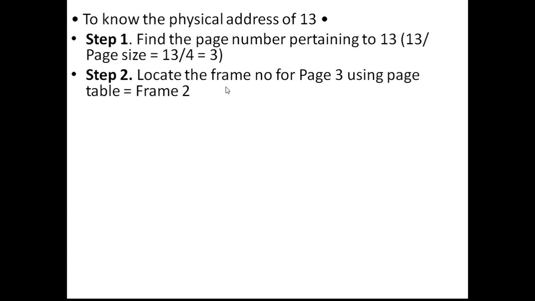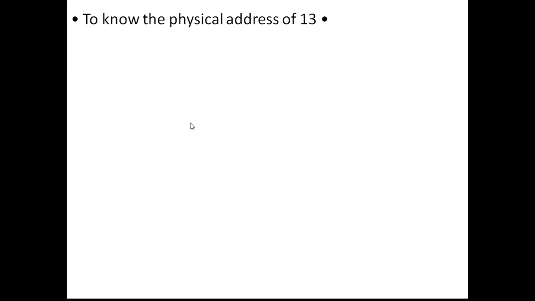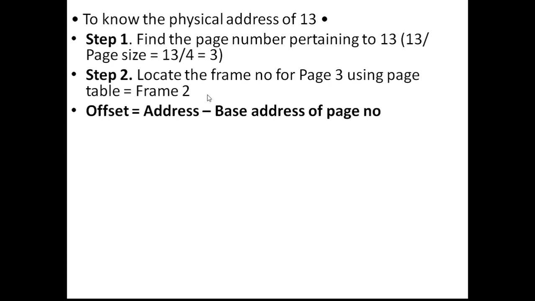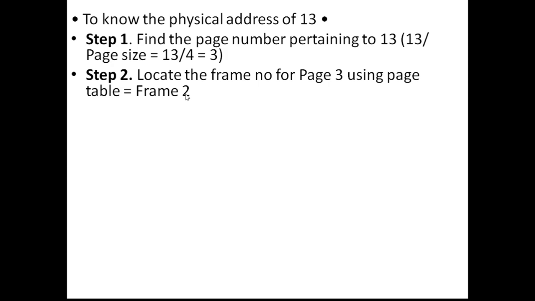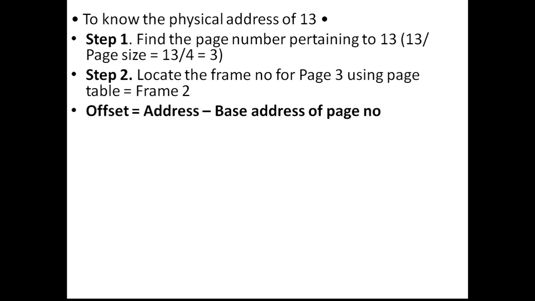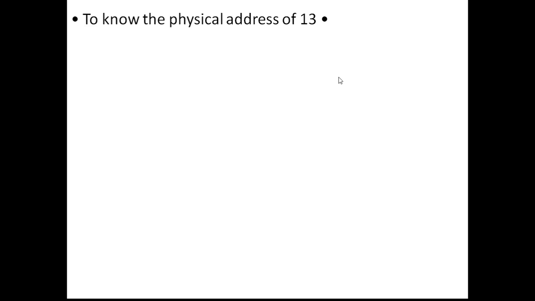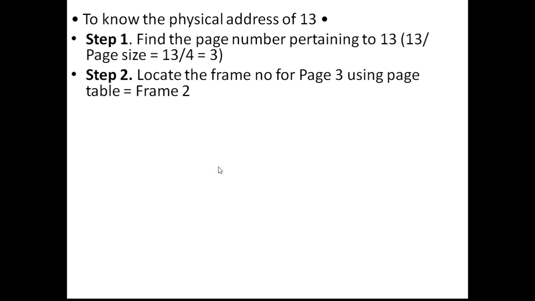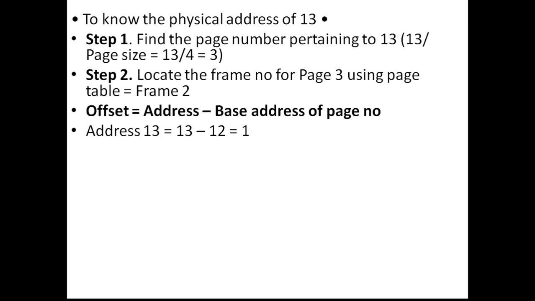Next step, locate the frame number for page 3 using the page table. Page 3 is used as an index, and we find 2 is the frame number. So the frame number is found. Next we have to calculate the offset. Offset equals address minus base address of the page. The address is the given logical address, which is 13, minus the base address of page number 3, its starting address. What is the starting address of page number 3? 12. So 12 has to be subtracted from 13. So 1 is the offset.